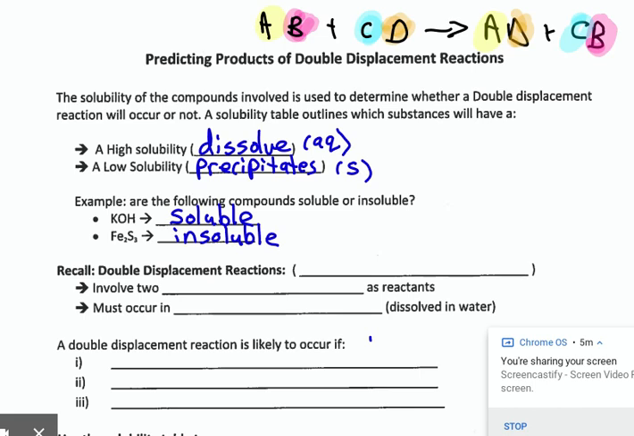That's kind of an important thing here. Soluble on the solubility table means it gets the subscript AQ, and insoluble on the solubility table means it gets the subscript S for solid.